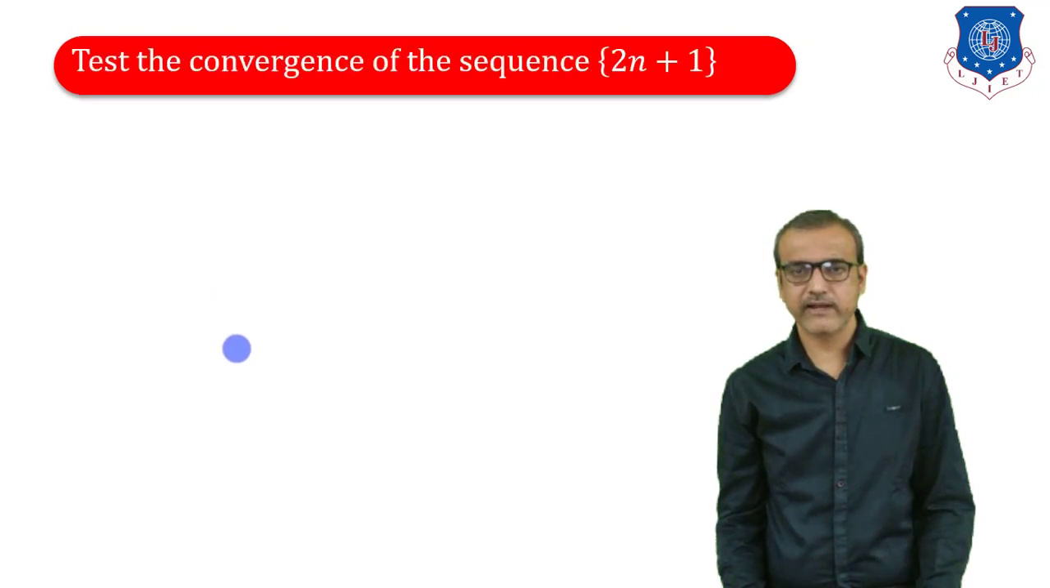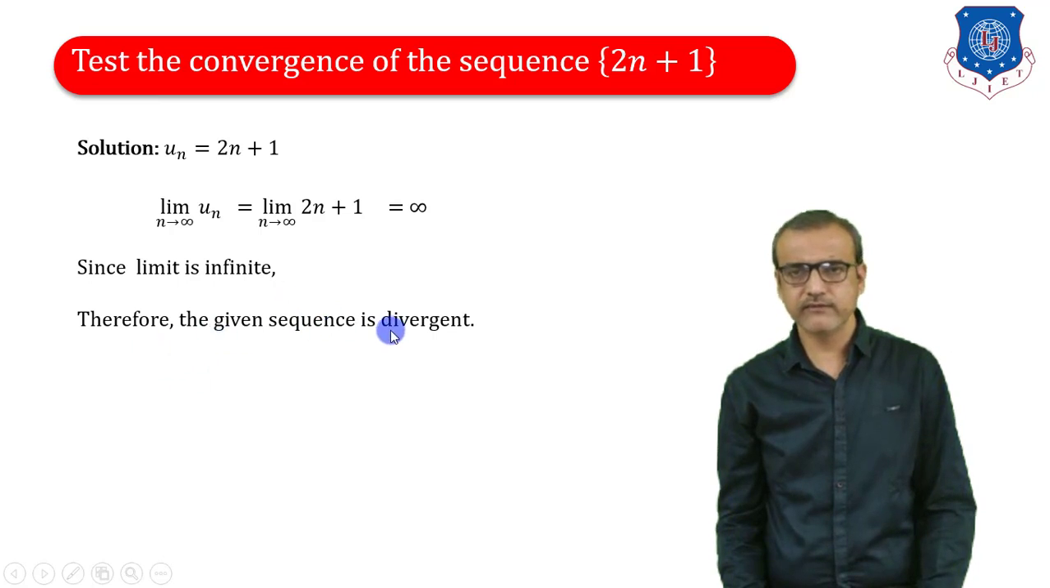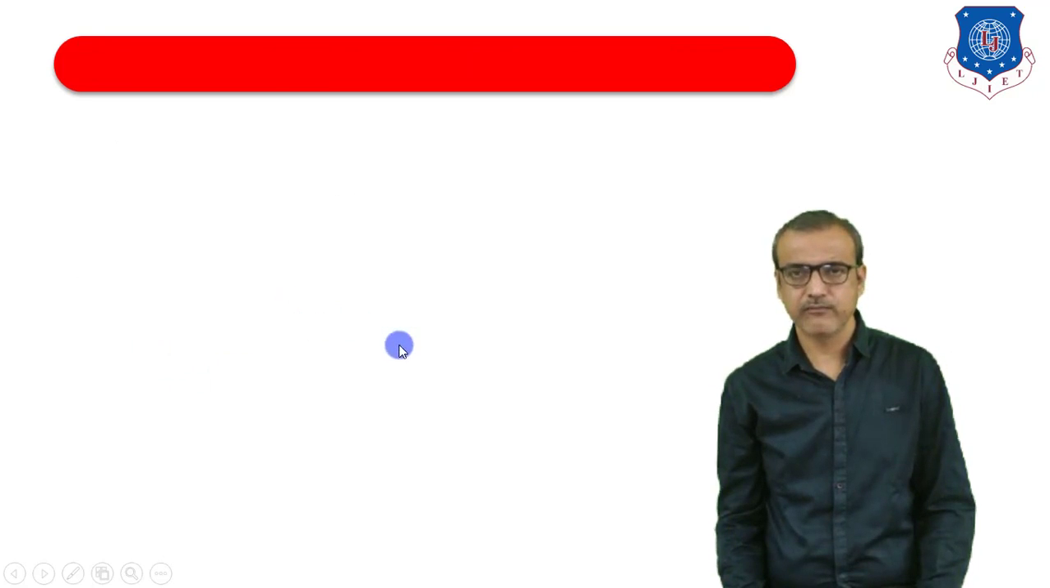Now we will see one example related to this topic. Test the convergence of the sequence 2n plus 1. Here un is 2n plus 1, so limit as n tends to infinity of un equals limit as n tends to infinity of 2n plus 1. If you replace n by infinity, it becomes 2 into infinity plus 1, which is nothing but infinity. So here the limit is infinity, therefore the given sequence is divergent.